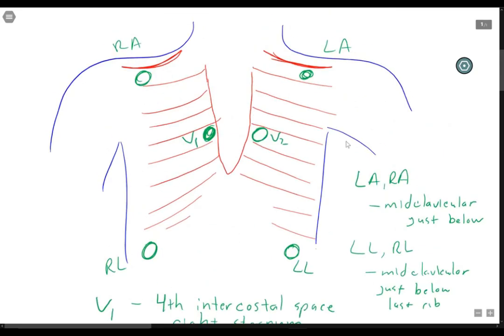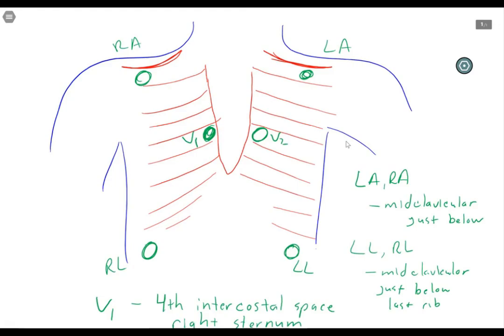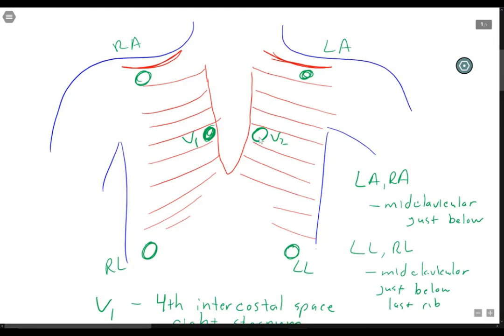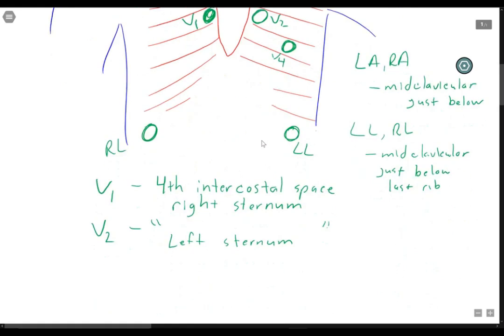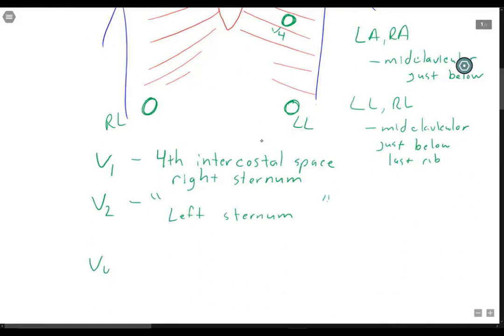Now, we're going to skip V3. You'll see why in a minute. And we're going to go straight to V4. So for V4, we have to drop down to the next intercostal space, the fifth intercostal space here. And we're going to go midclavicular. All right. So we're going to draw our V4 electrode right here. That's V4. So V4 is now in the fifth intercostal space and midclavicular.